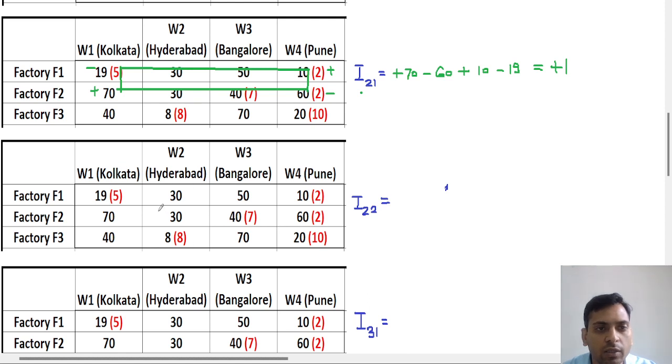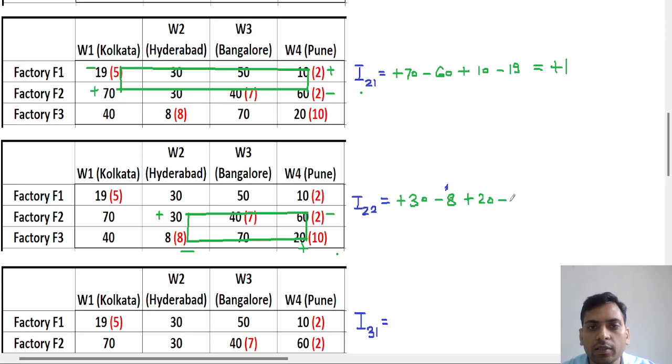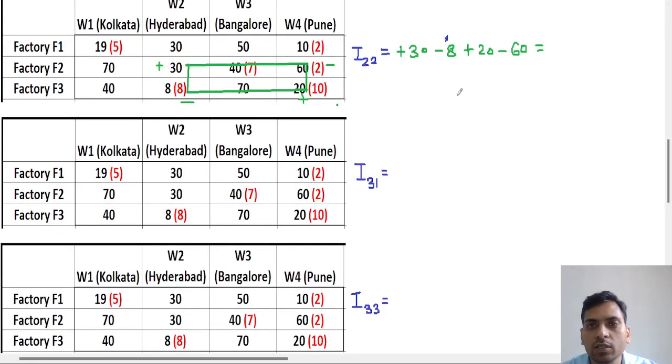Next for this block, we will mark plus and then movement towards occupied, towards occupied, towards occupied, and towards starting point. We will put alternative plus minus, so minus plus minus, so this is plus 30, this is minus 8, this is plus 20, this is minus 60. So total incremental cost is how much? 50 minus 68, that is minus 80.